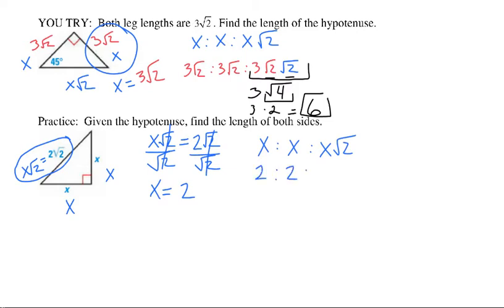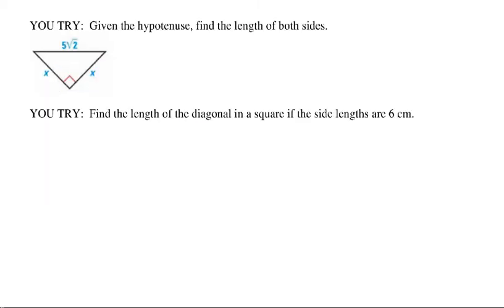Then we can fill in what each of the different lengths are, and we're looking for the length of both of the legs, which would be these two right here. It would be a 2 for both of them, since they're going to be the same. This next one I would like you to try yourself. Again, when you're ready to check your answer, go ahead and push play.